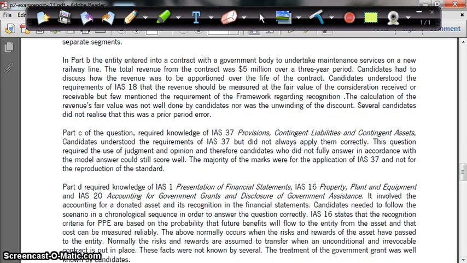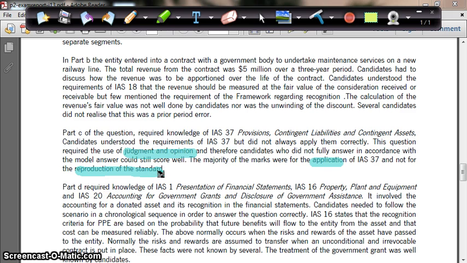So this question required a good judgment and an opinion. So therefore, candidates who didn't actually fully answer in accordance with the model answer could still score well. So this is just always trying to form a judgment and an opinion. Anytime you're actually doing this, try and back up your opinion by using the actual standard. So here they're saying that the application of the standard, there were marks available for it, but the reproduction of the standard is not going to give you marks.